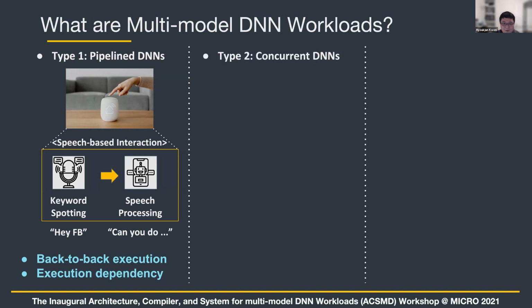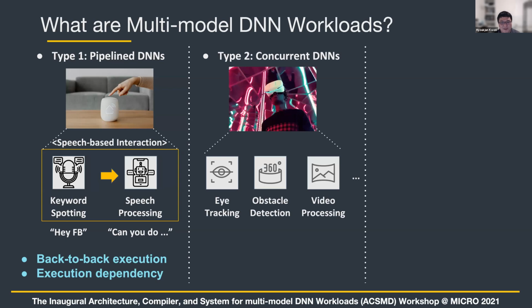Another type of multi-modal DNN workload is the concurrent DNNs. Let's think about the example of a VR headset. A VR headset can do eye tracking for foveated rendering, and for user safety, it will detect obstacles around the user. It can also include video processing for enhancing the video quality of the VR headset. All of them actually run in parallel as part of different services, so they perform concurrent execution, and each of them has a specific deadline for its own functionality.